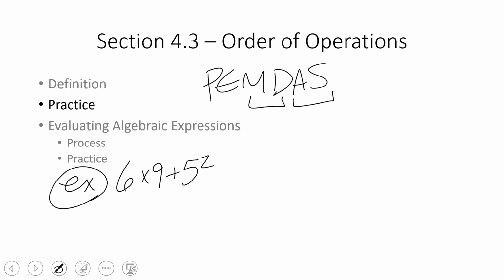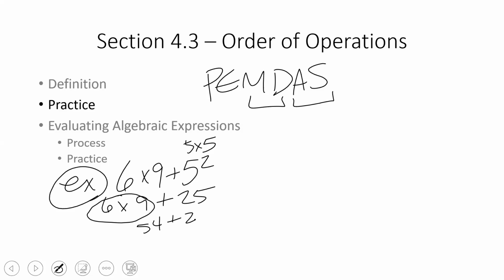So here, I don't have any parentheses to worry about, but I do have exponents. So I'm going to go ahead and evaluate my exponents. 5 squared, remember, is 5 times 5. I have 25 there. I see that I have multiplication to work with next. So 6 times 9 is going to give us 54. And 54 plus 25 gives us 79.